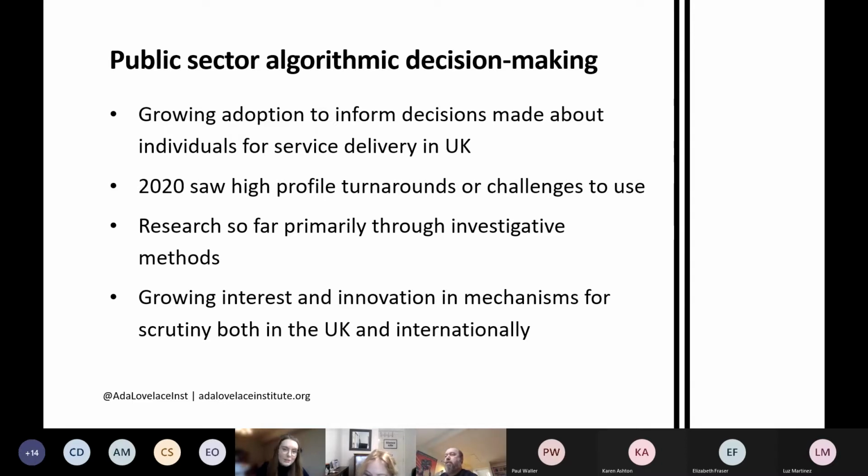So I note that I'm highlighting the challenges here of accountability and transparency in this, because I think that fits the theme of today's session. So forgive me if I don't also touch on the potential that people see in the use of these systems. But our focus today is the accountability and transparency challenges.